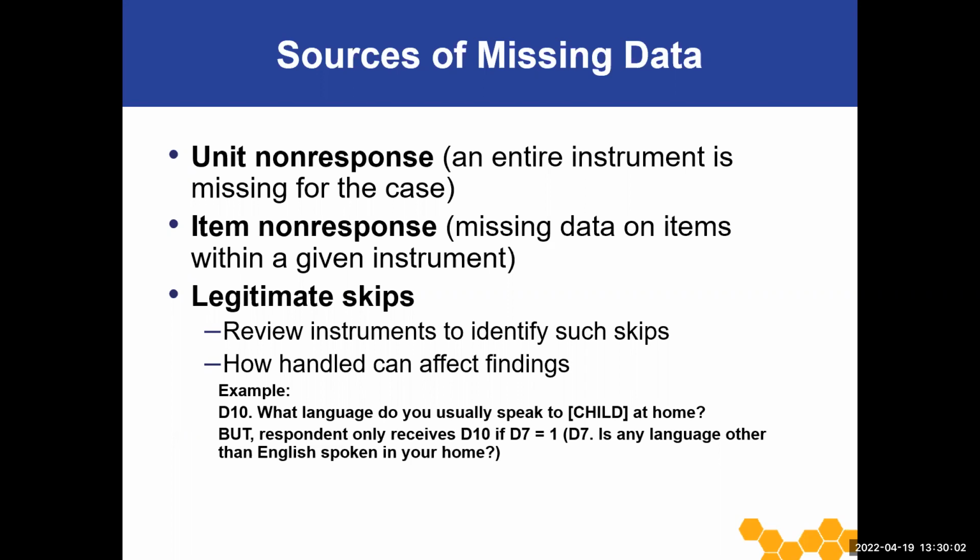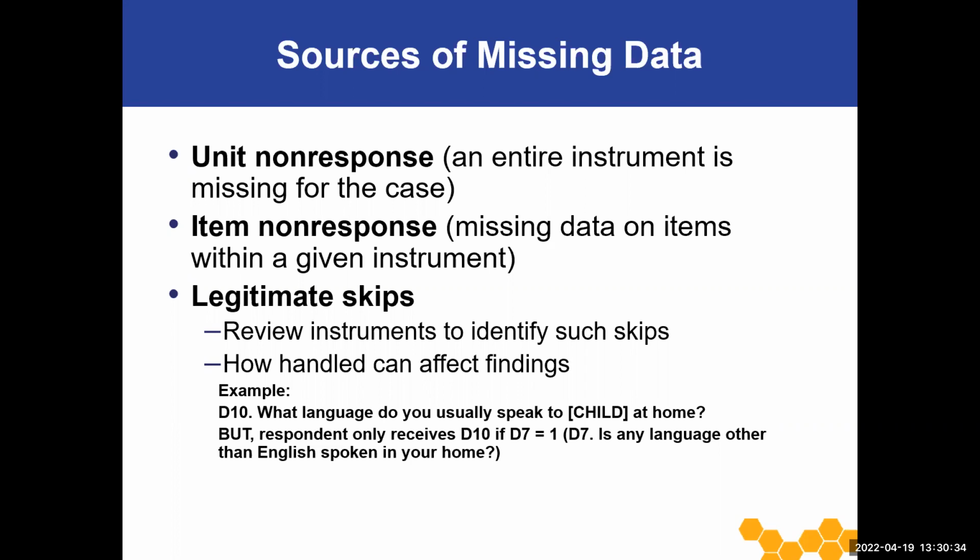You should determine how to handle data involving legitimate skips because it can affect your findings. Take those parent survey items D10 and D7 that I just talked about, and they're shown on the slide as an example. If you are interested in the percentage of children whose parents usually speak to them in Spanish at home, and you simply calculate the percentage from responses to question D10, you will find that many of children's parents report speaking to them in Spanish.